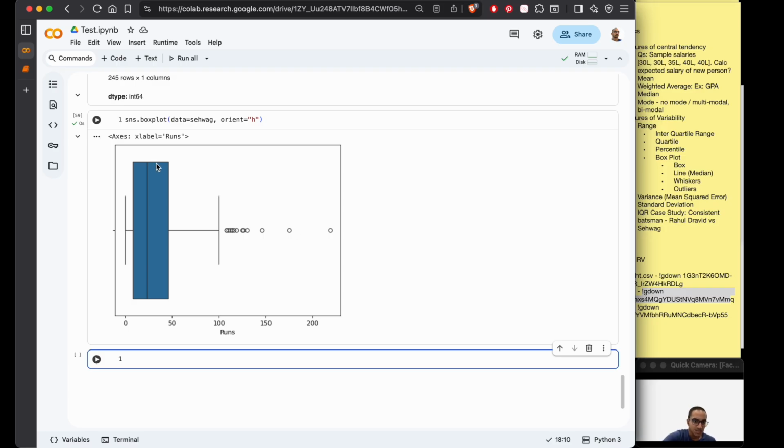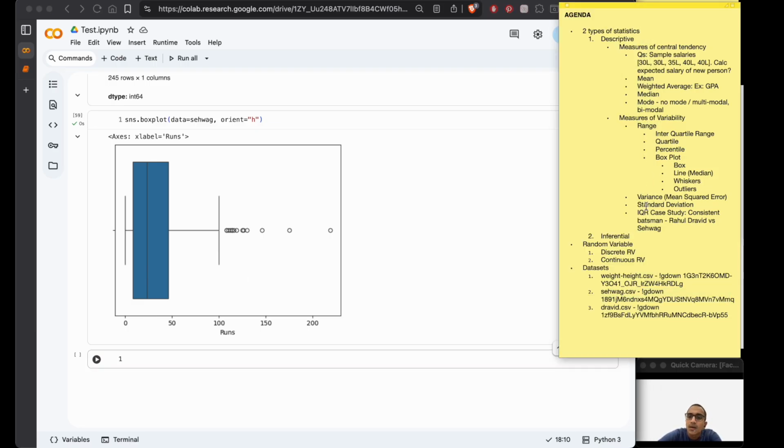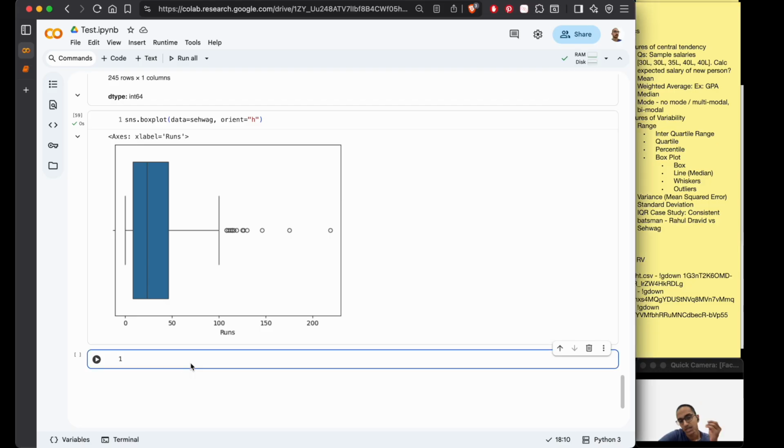The median is this line over here, which is somewhere around, I think, 30-ish. If this is 10, maybe this is 20, 25, 30, somewhere around 30, you can say. Now, how do we get it accurately? So we'll see how we can actually get the exact precise values. Give me a moment.